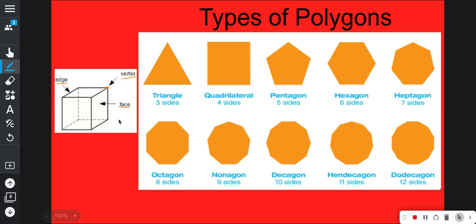And we're able to count up how many edges, vertices, and faces we might have. Let's take a look at our types of polygons.